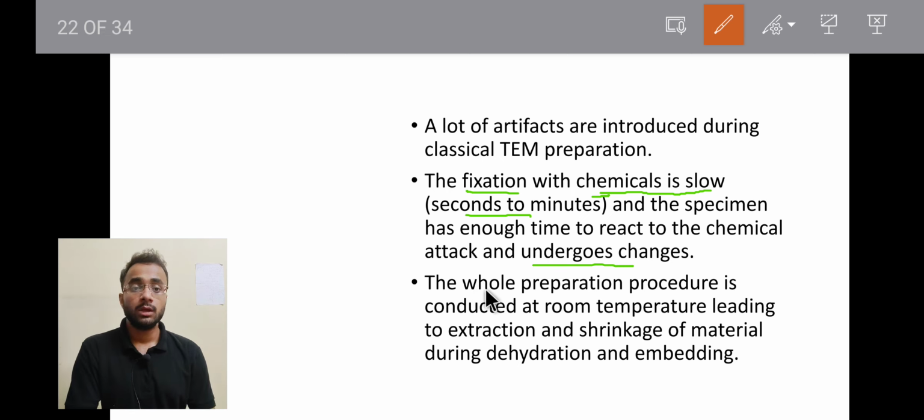The whole preparation procedure is conducted at room temperature, leading to extraction and shrinkage of material during dehydration and embedding. At room temperature, obviously it will shrink. Any biological sample kept at room temperature will shrink. So this is another problem for sample preparation.